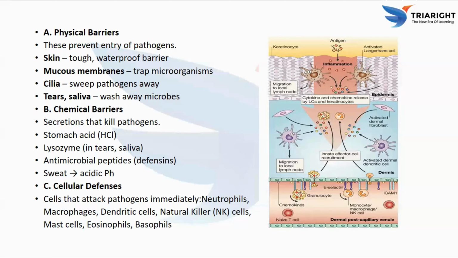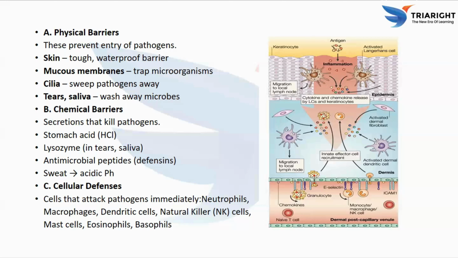And antimicrobial peptides like defensins. Defensins are small proteins that punch holes in microbial membranes. Okay, and sweat. Sweat is slightly acidic, with a low pH. This sweat inhibits the growth of bacteria. So this is how the chemical barriers work in innate immunity.